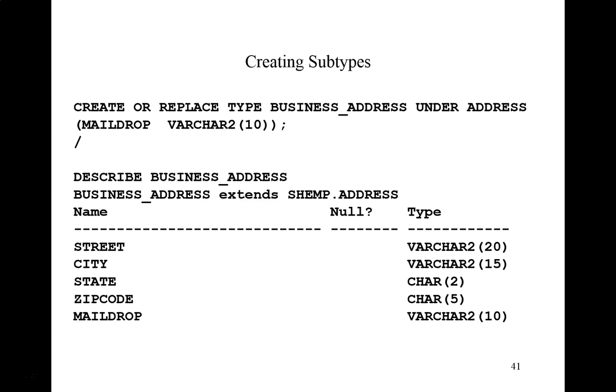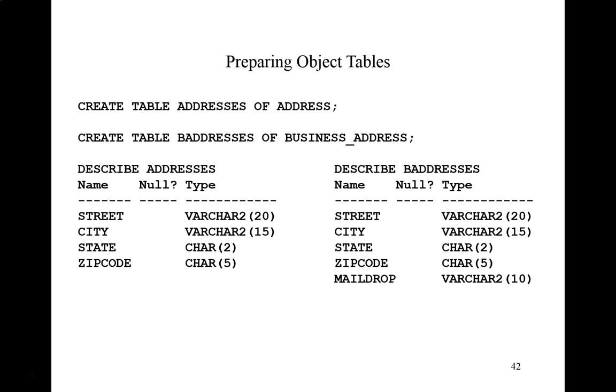So with the business address removed from the database and address created as not final, we can then proceed to provide a new definition of business address, making it a subtype under the address supertype. Then when we proceed to do a describe of business address, it tells us that business address extends address. And we have all of the attributes that we inherited, plus we have the additional attribute of mail drop, which we defined in our create or replace type statement here. We can now use our types to create object tables.